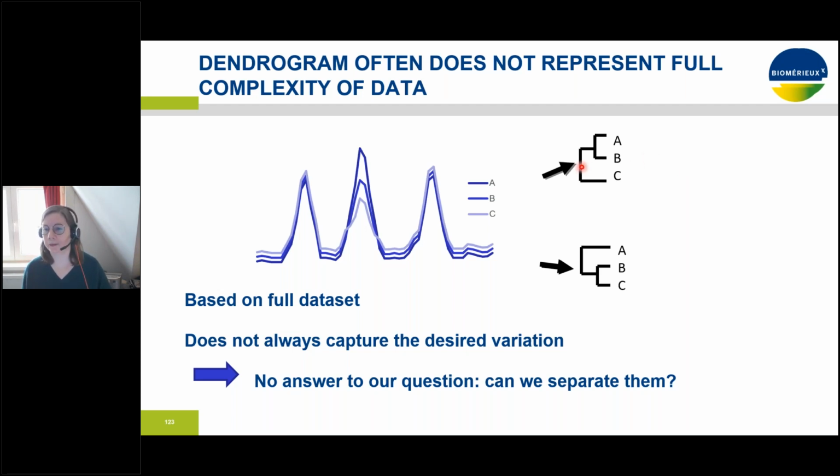So in these cases, if you would put a cophenetic on these branches, it would be very low. It would be around 50%, which is basically what you expect from pure random chance. So it's clear that this dendrogram doesn't always capture the variation that we want to capture, and it doesn't really answer the question: can we separate our data set? Can we distinguish between the two phenotypes that we want to look at, or the species that we want to look at?